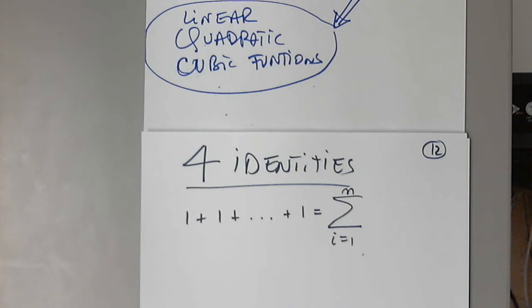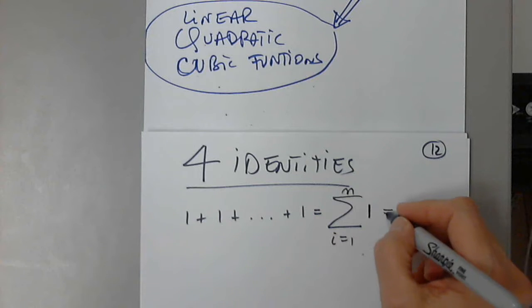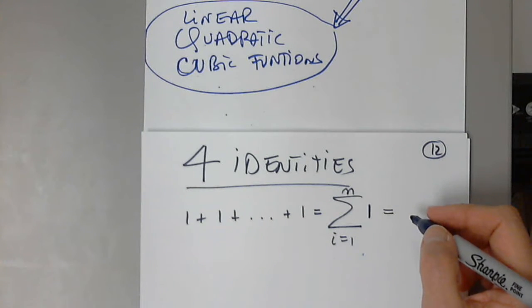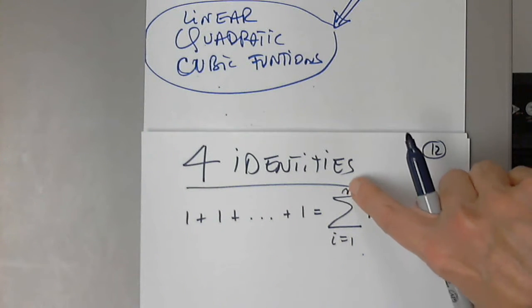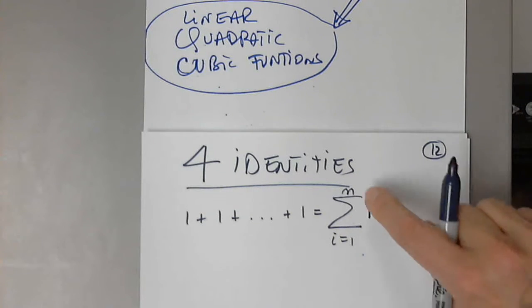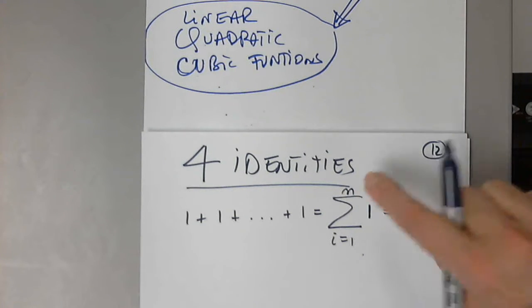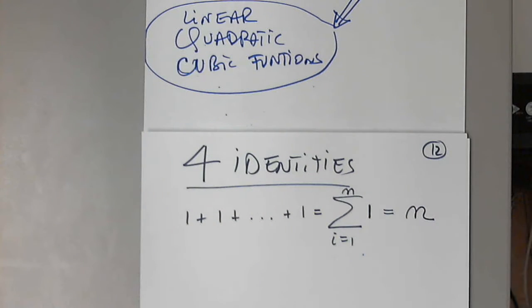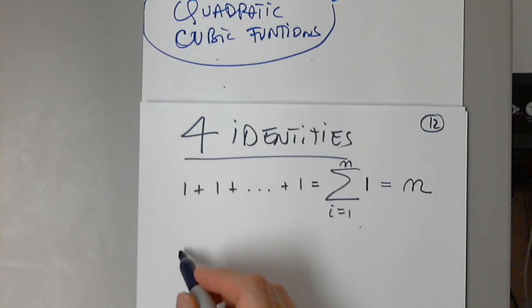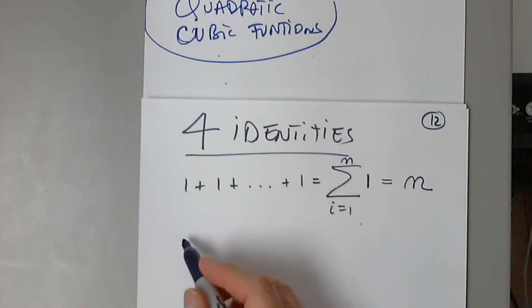If n is 1, then I get 1. If n is 2, 1 plus 1 is 2. If n is 3, 1 plus 1 plus 1. If n is n, so the sum from i equals 1 through n of 1 is... so if this is 3, I get 3. If this is 4, I get 4. Exactly. That was common sense. The other 3 are not, but we can prove them if you'd like.